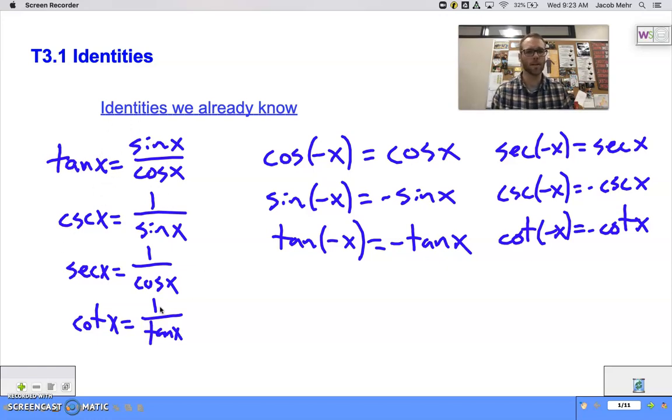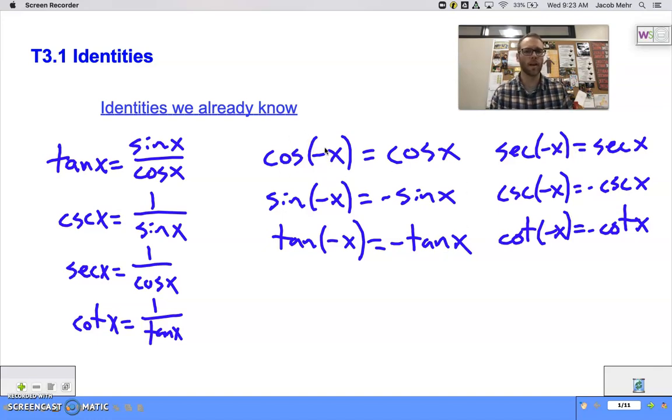Now you'll recognize these as well. These are what we call our reciprocal identities, that the cosecant of x is 1 over the sine of x. It's the reciprocal of the sine, and so on. So we have our tangent identity. We have our reciprocal identities. Now take a look at these. Hopefully you recognize these as well.